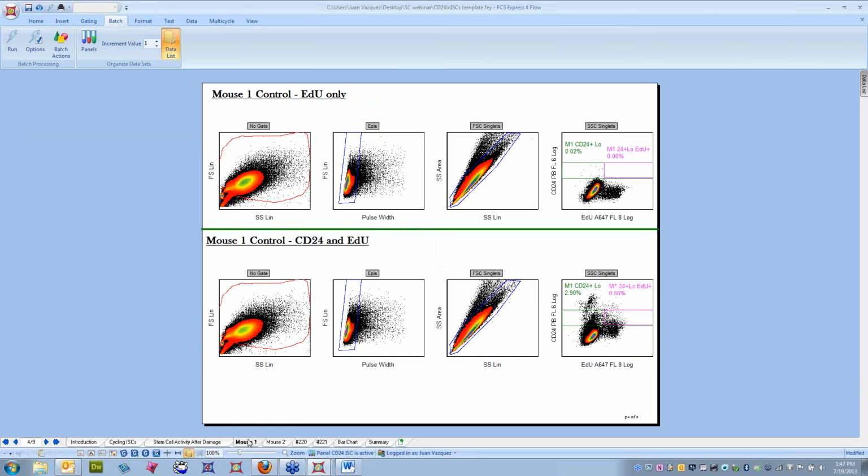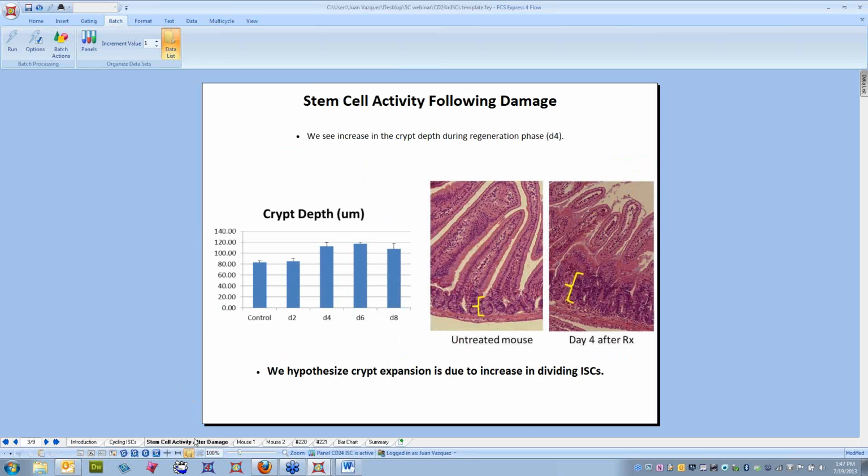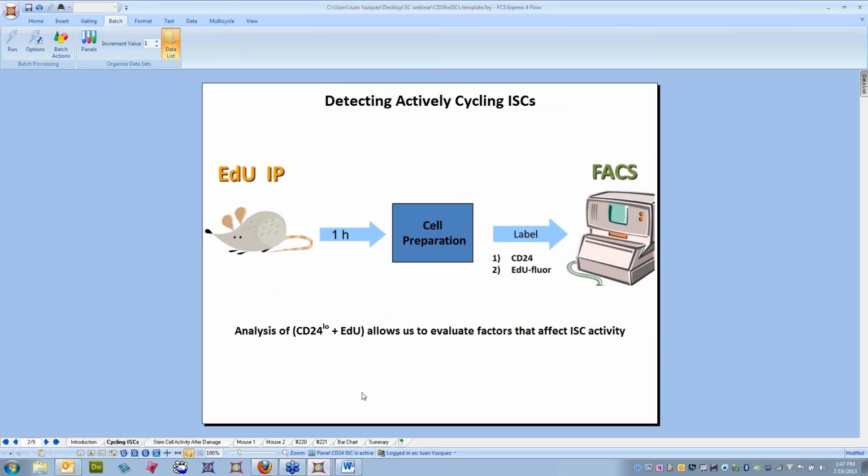So what this does is it allows us to ask some very interesting questions. If we had the stem cell cycling, can we go to the tab prior one? And one back, actually, the cycling ISC. Thanks.